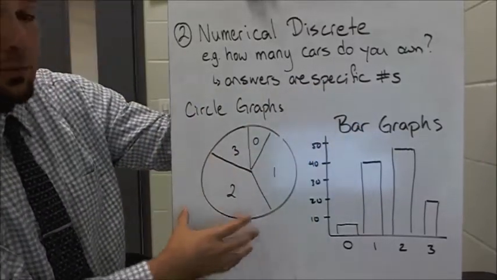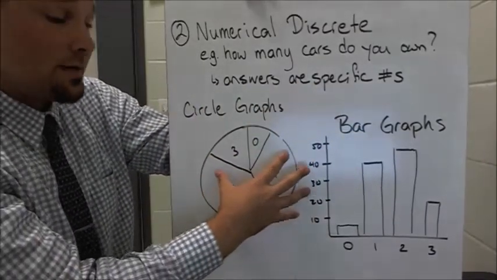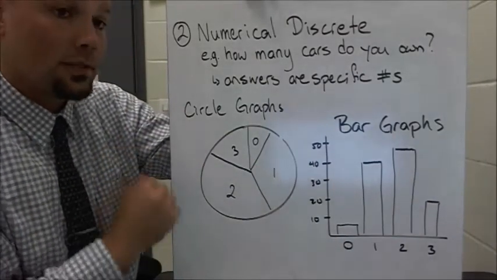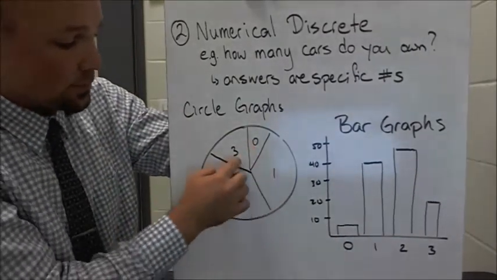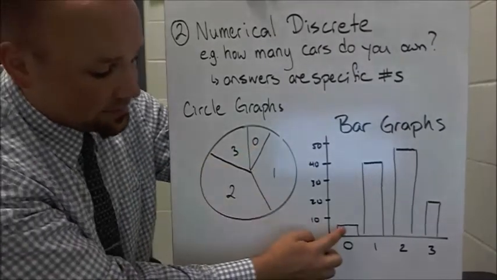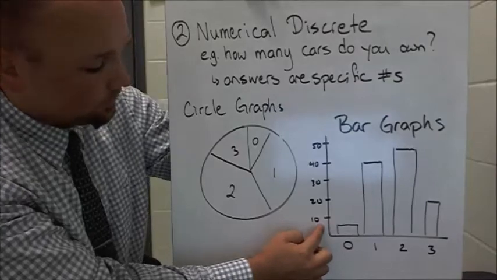So how many cars do you own? Again, we're going to use circle graphs and bar graphs. So same as the categorical data because each number gets its own section. So 0 cars, very few people. Same in the bar graph. 0 bars, very few people, right?